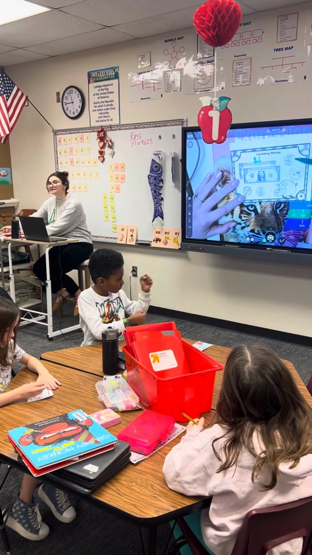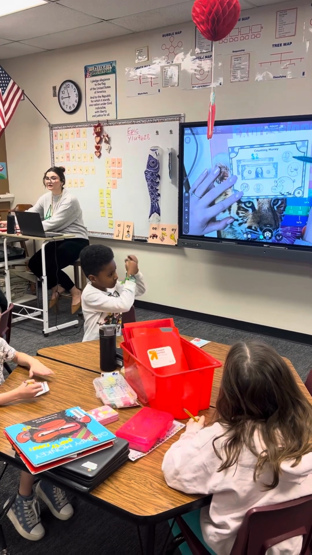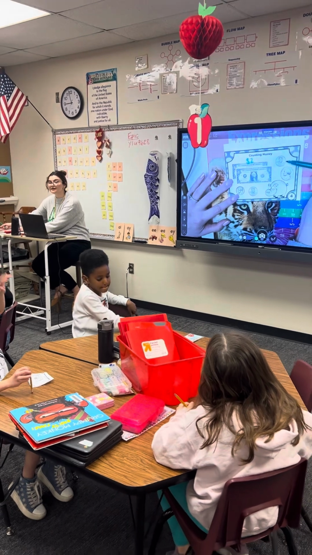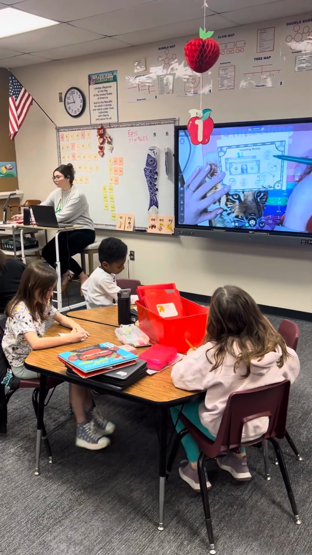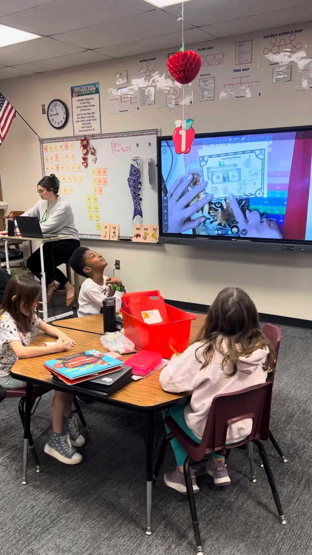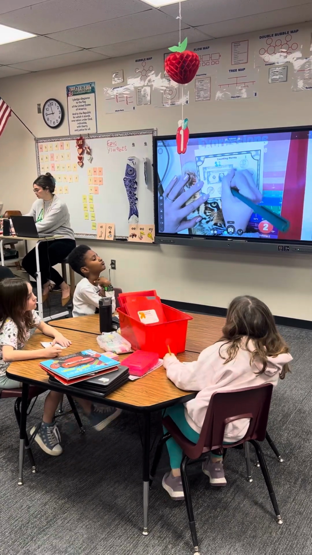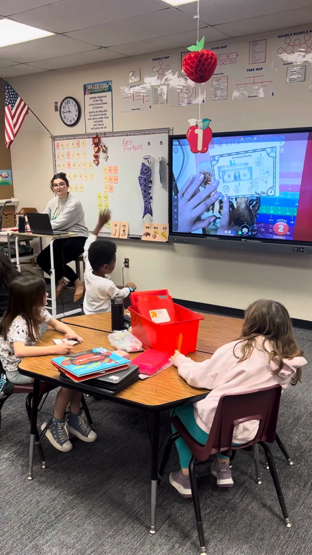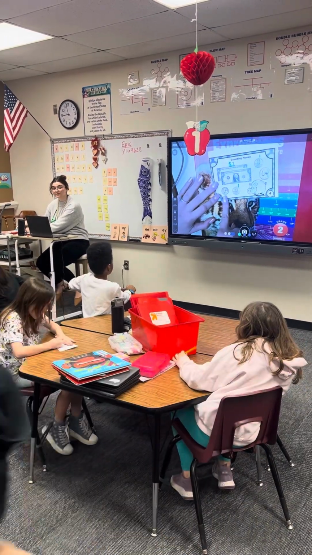And what is this coin? What's the name of this coin? Maya? Penny. A penny. How much is a penny worth? 1 cent. 1 cent. And I see we have 1, 2 pennies. So there's 2 1 cents. What about this one? Jamal? A dime. How much is a dime worth? 10 cents.